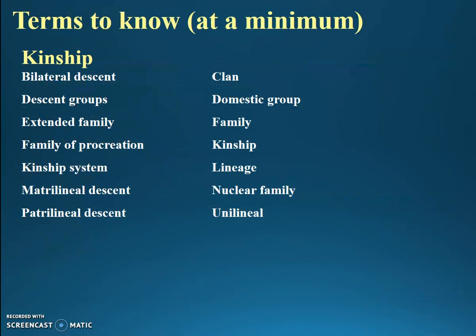These are some terms that I need you to know at a minimum. There are several other terms in the chapter that are useful to know, but at a very minimum, these are really going to get you through the exam and help you really understand this particular unit.